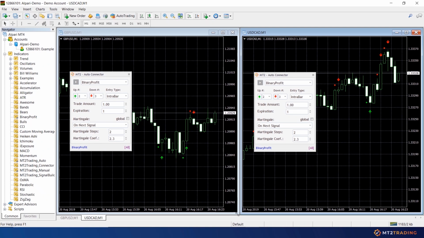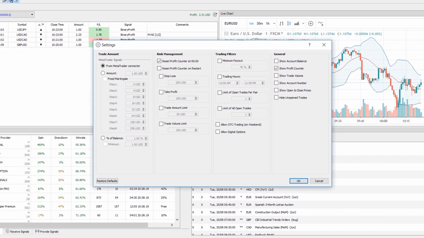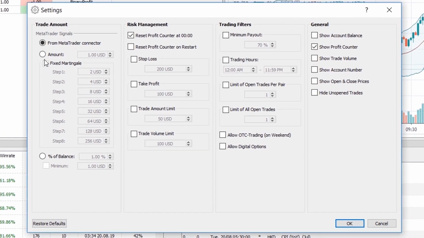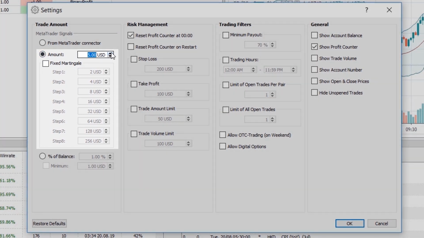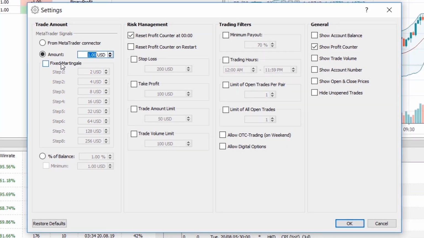As you can see on the screen, you'll be able to define your trading amount from the MT2 auto connector directly, as well as the martingale parameters for each connector. Fixed amount. If you want to operate with the same amount per trade, you can enable this parameter. All the trades placed from the MetaTrader indicators on your account will be of this exact amount, and the same for the martingale strategy. You can define a fixed martingale with a specific trade amount for each step.